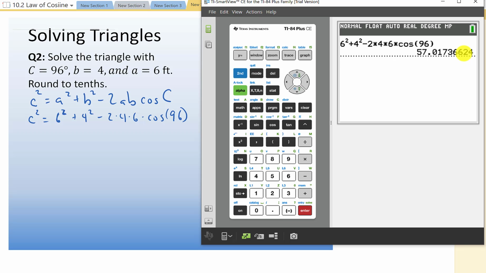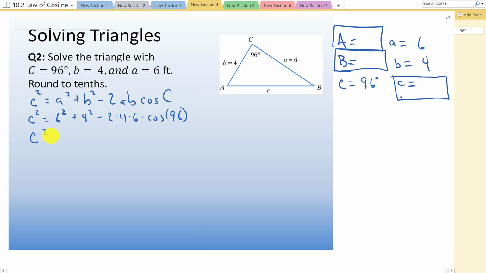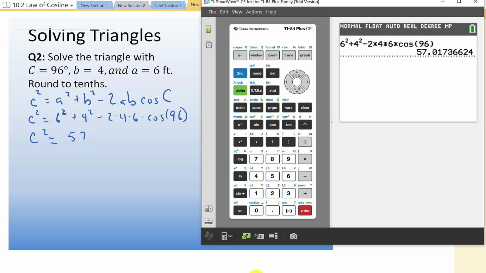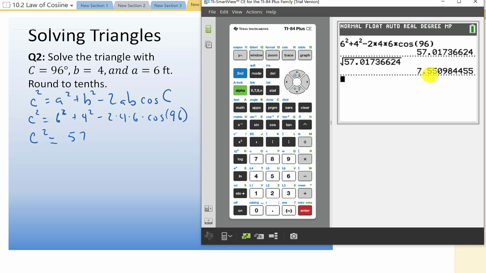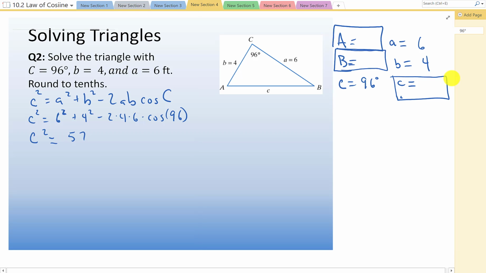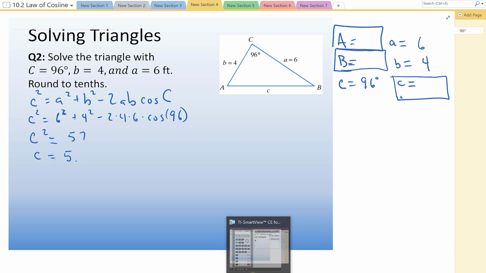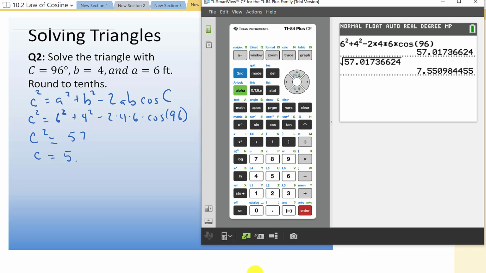But now I got c squared. C squared is approximately 57. When I finish it off in the calculator, I'm going to do the square root of the entire original answer, and it'll be a little bit more accurate. And then the real round off will come at the end here. We want to round it off to tenths. So 5 is in the tenths place, so it's going to be c equals, I forgot what it was already, 7.6.